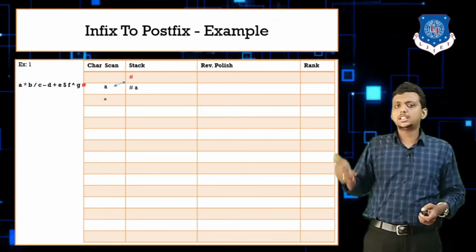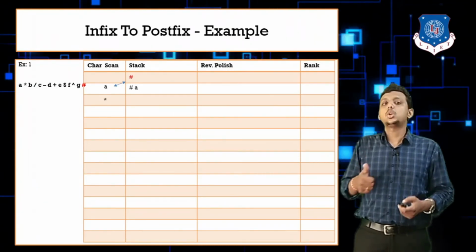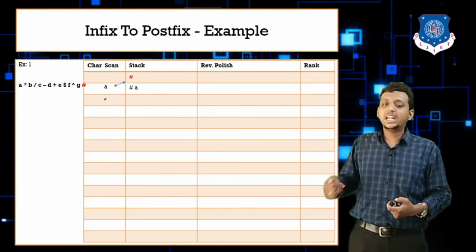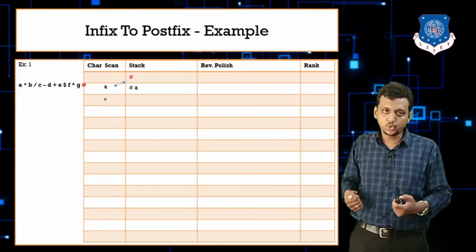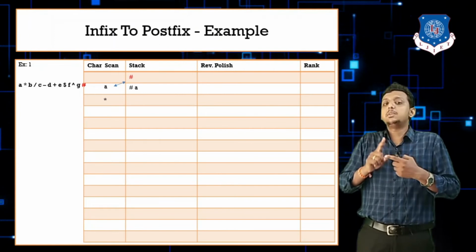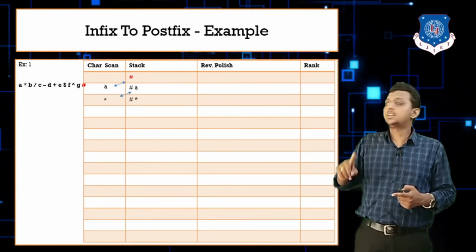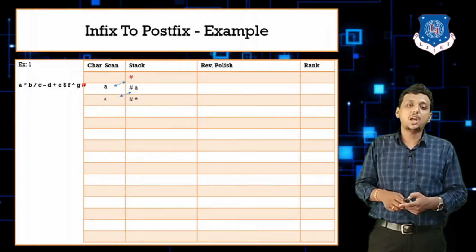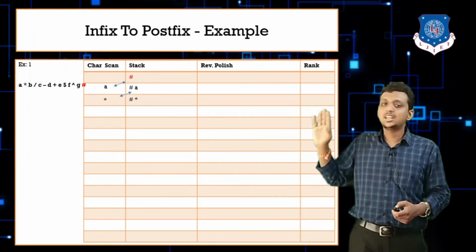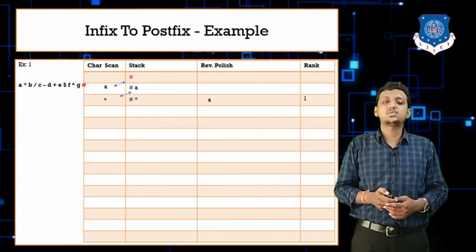So students, just compare the precedence of star with a. Obviously star has the lower precedence, so a will be popped out and appended to the reverse polish of our output string. Then star will be compared, first with a, and then with hash. So a is popped out, and then star is pushed inside the stack. The stack becomes hash and star, the reverse polish contains a, and our rank is 1.